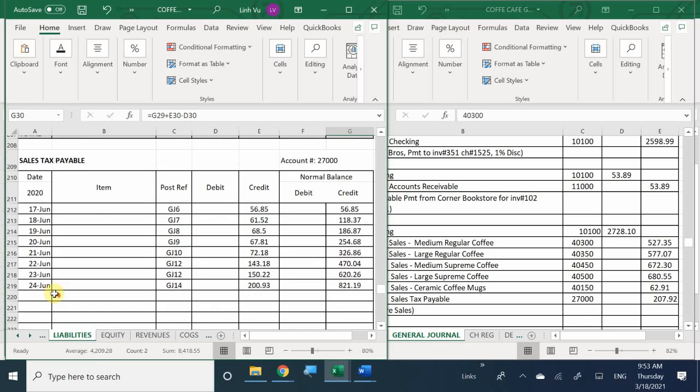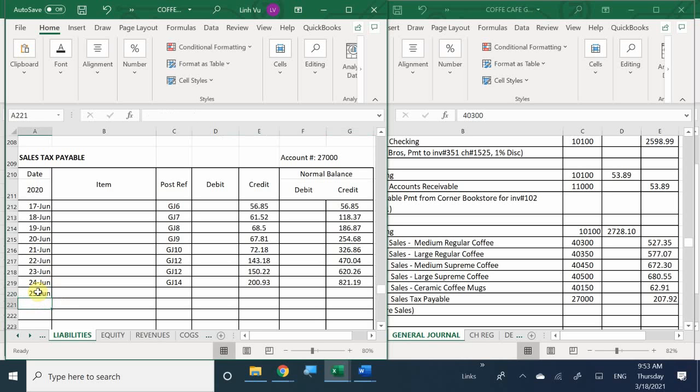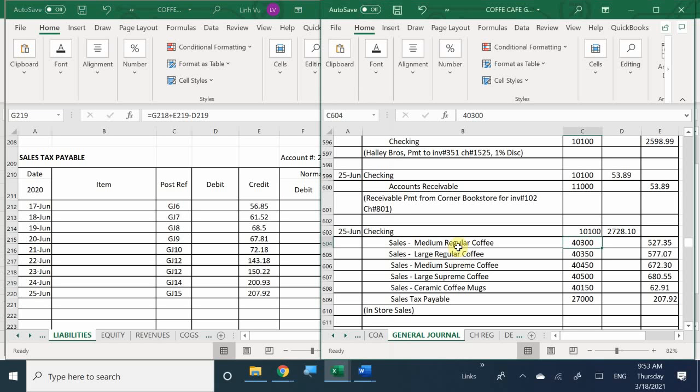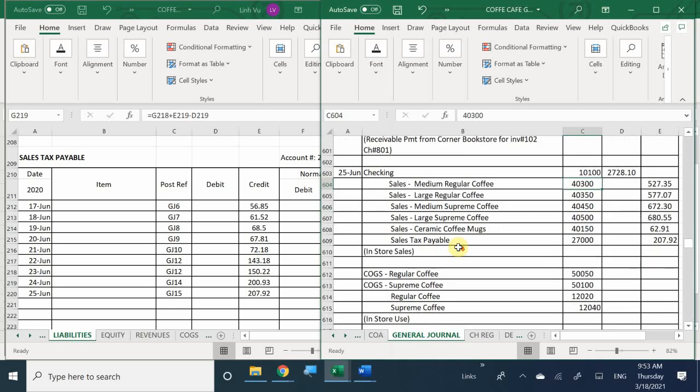Here's sales tax payable. The date is 6/25. General Journal 15. For a total of 207.92. So what is my grand total here? 1029.11. Good. So what's next? Cost of goods sold.